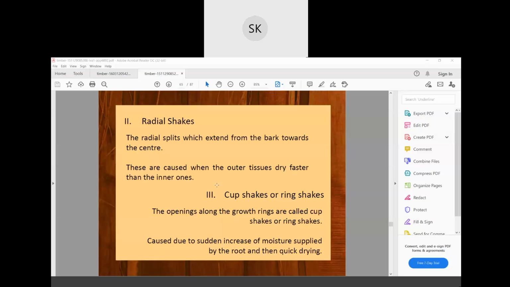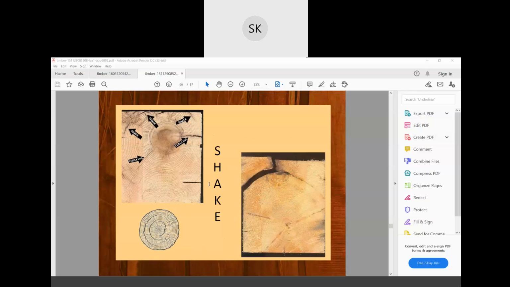Now the cup or ring shakes: the opening along the growth rings are called cup shakes or ring shakes. Caused due to sudden increase of moisture supplied by the root and then quick drying.